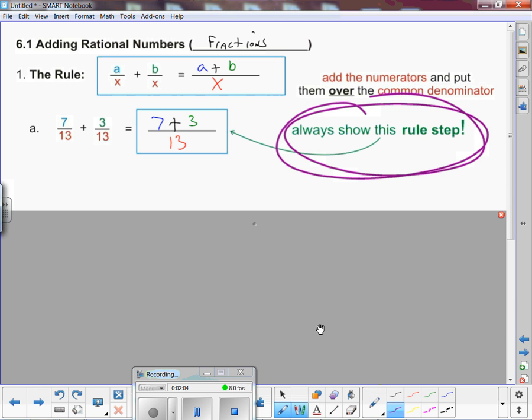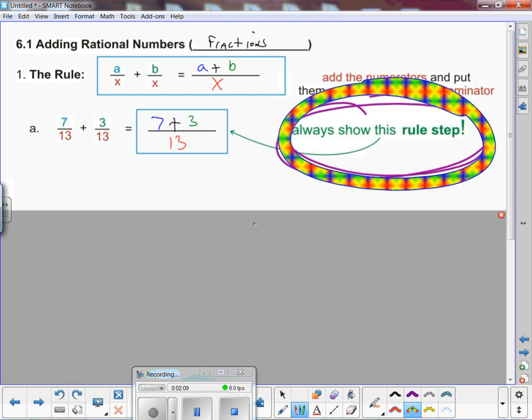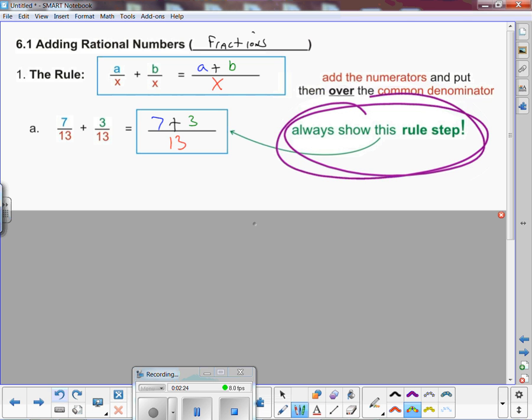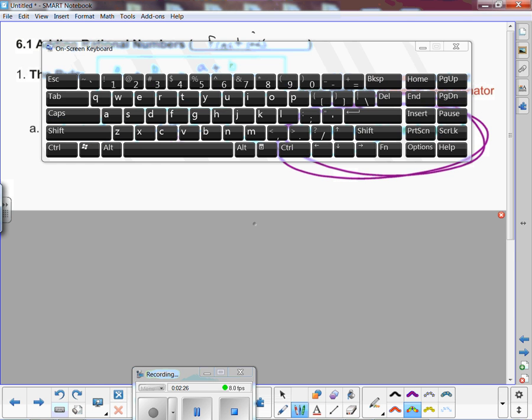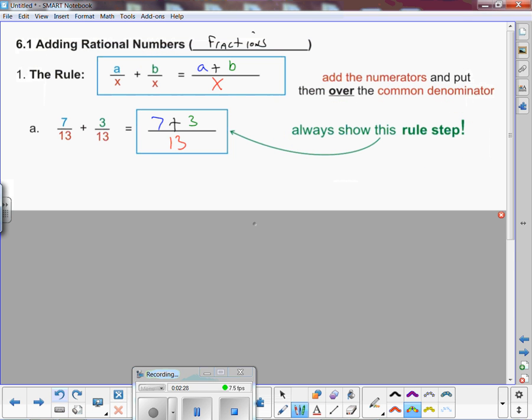What am I trying to do here? I'm trying to get you to remember that rule step. What happens with fractions is you get confused. Are we adding fractions? Are we multiplying fractions? Are we dividing? Are we dealing with a proportion where we're cross multiplying? What are we doing? And so you get confused, and I don't want you to get confused. To help you not get confused, I'm going to tell you to always show the rule step.